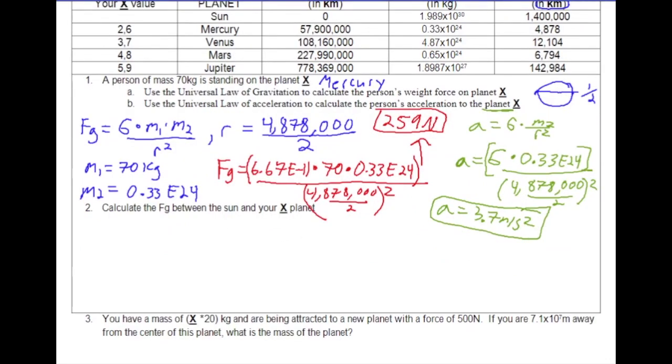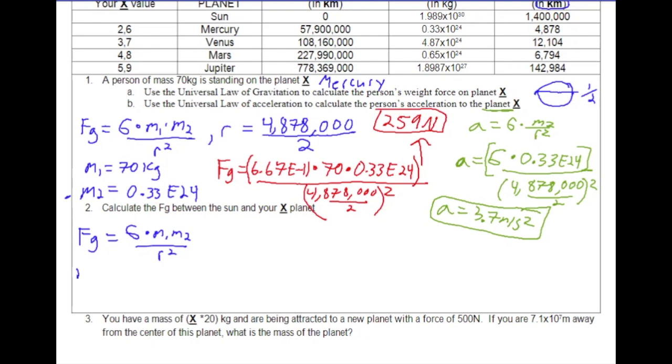Number 2 says calculate the force of gravity between the sun and your planet. So again, I have my equation for force of gravity. I'll just take it from above. Force of gravity equals big G times m1 times m2 all over r squared. I know what the mass of my planet is. It's right here. I just used it.